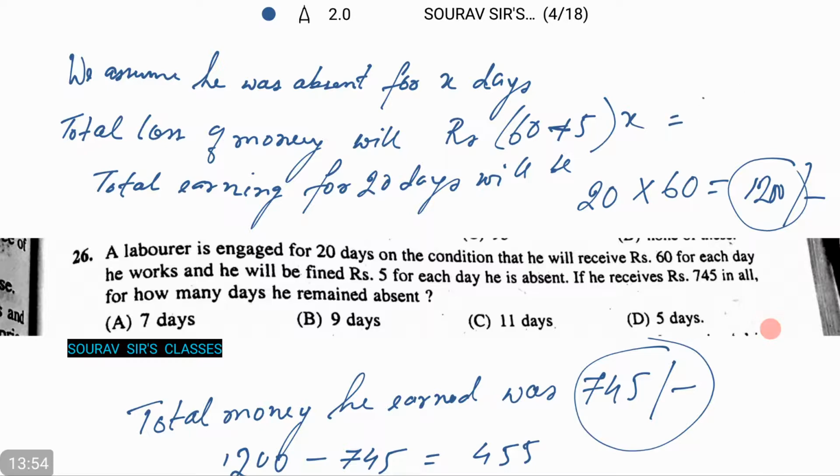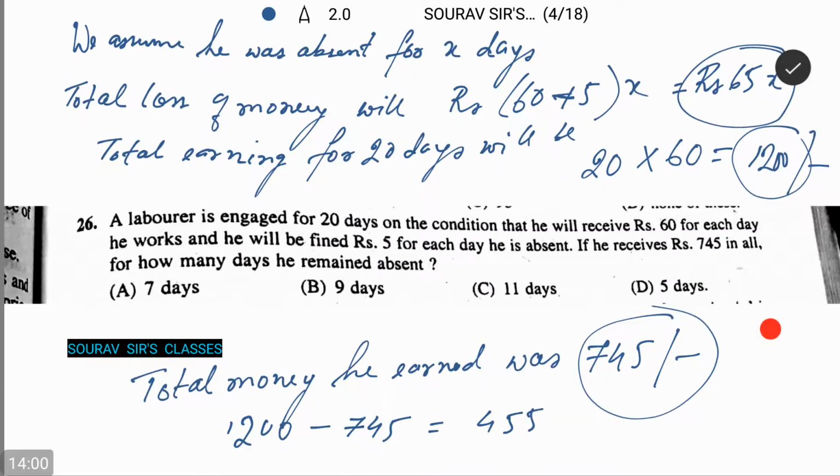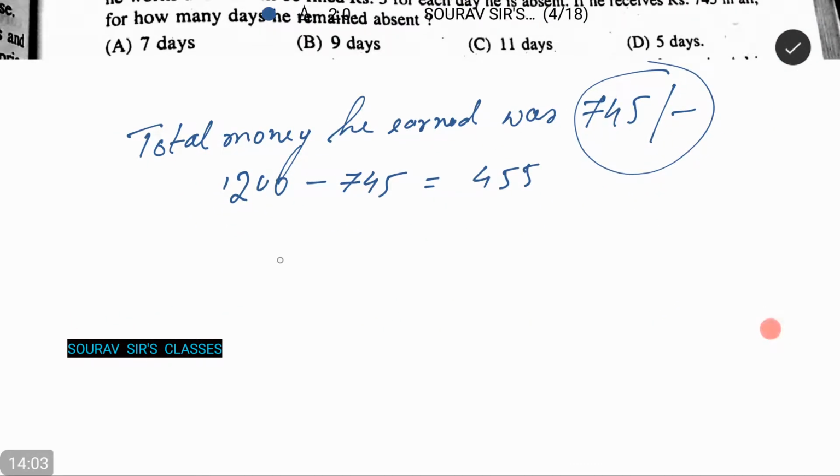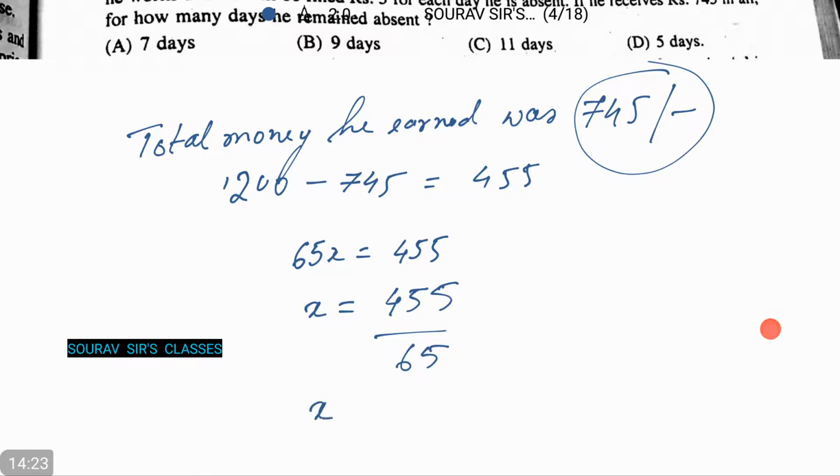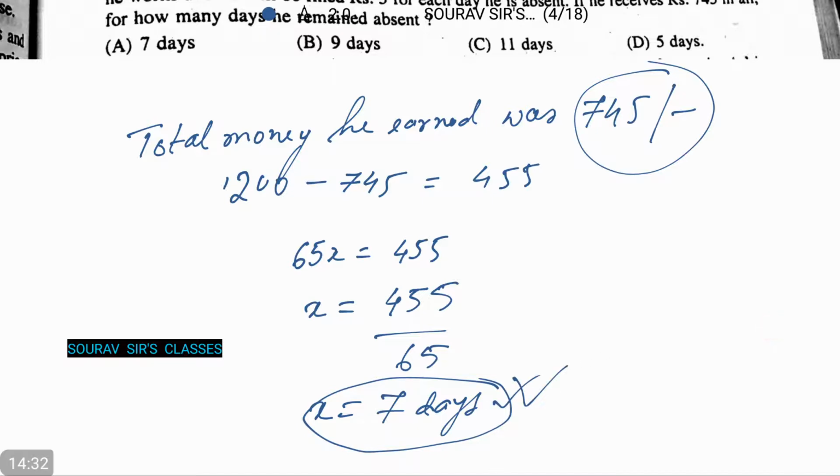So by this equation equals rupees 65x, we will have 65x accounts for 455 rupees lost. So x becomes 455 by 65, which gives us, if you just calculate it, 7 days. Done. Let's move on to the next one.